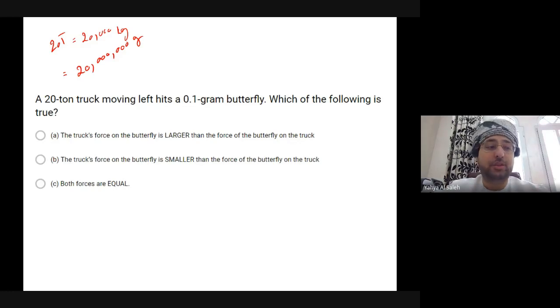Which of the following is true? A, the truck's force on the butterfly is larger than the force of the butterfly on the truck. B, the truck's force on the butterfly is smaller than the force of the butterfly on the truck. Or C, both forces are equal.